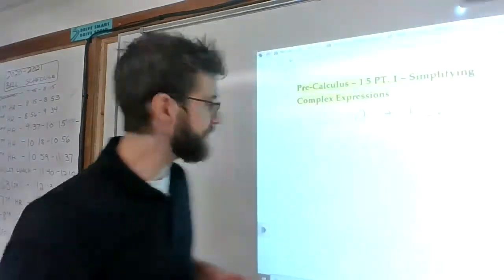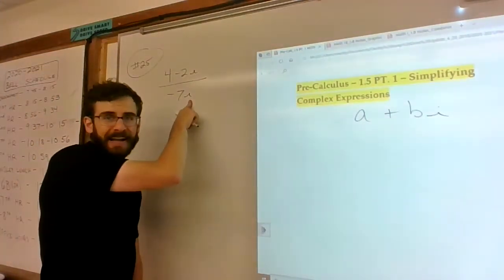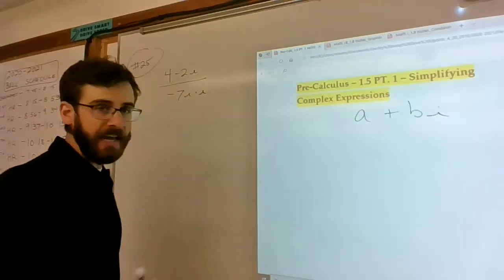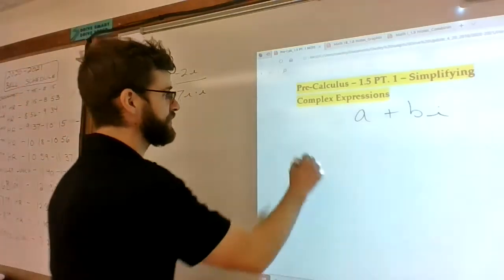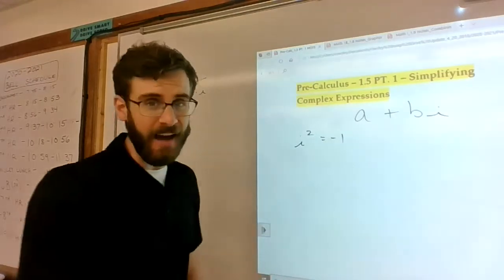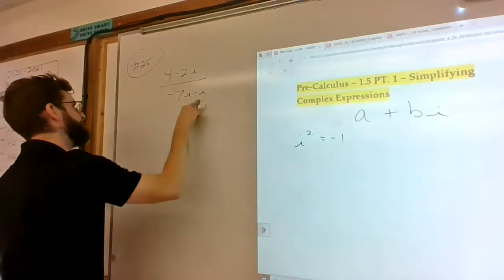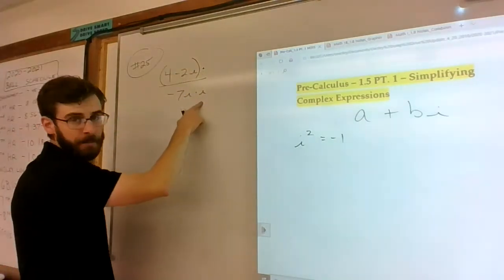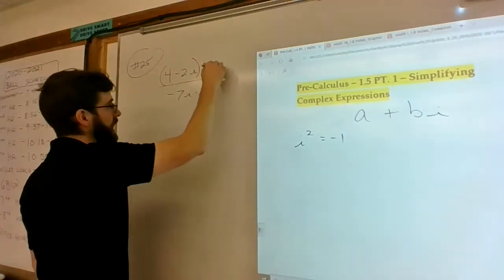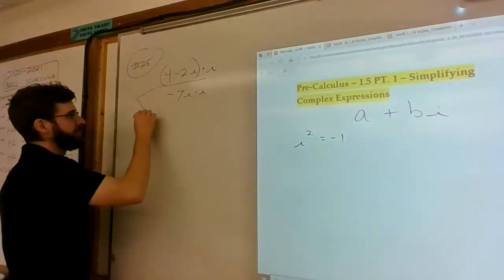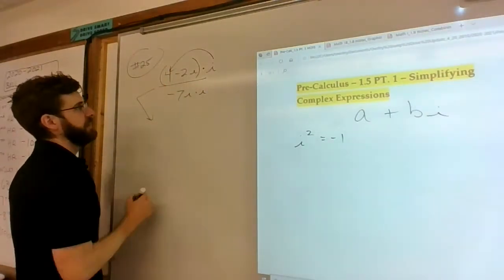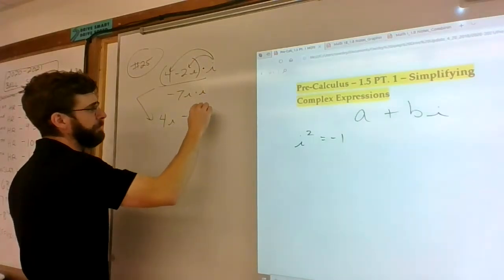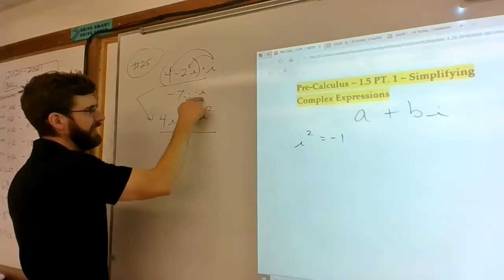So to get rid of the i term, I could just multiply by i because it would create i squared. i squared equals not an i term, negative 1. Boom. So make sure you do that on both the top and the bottom. You multiply the bottom by i, you got to multiply the top by i. The top looks like 4i minus 2i squared. The bottom looks like negative 7i squared.